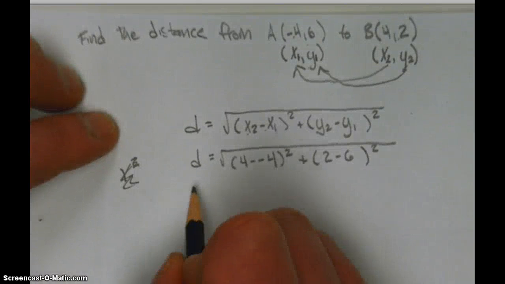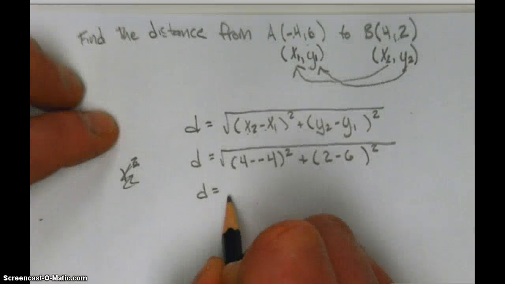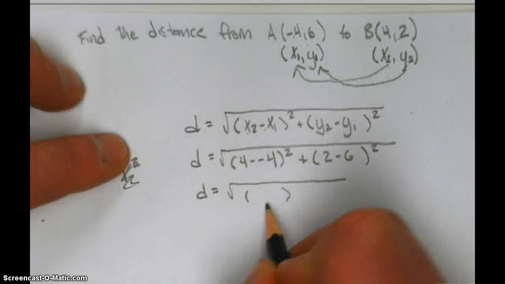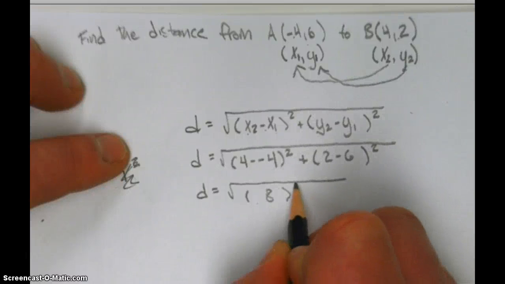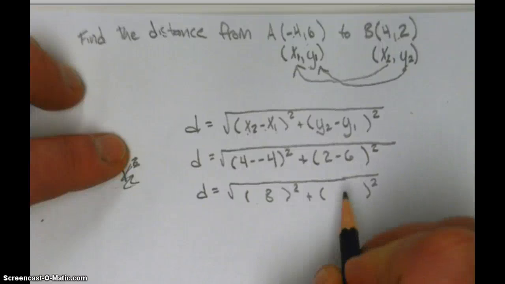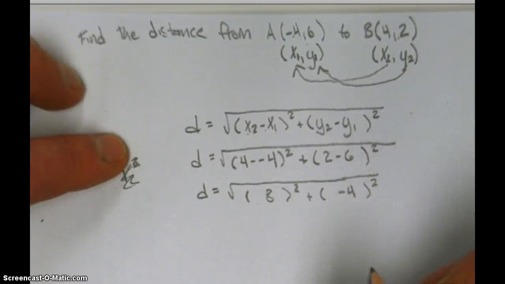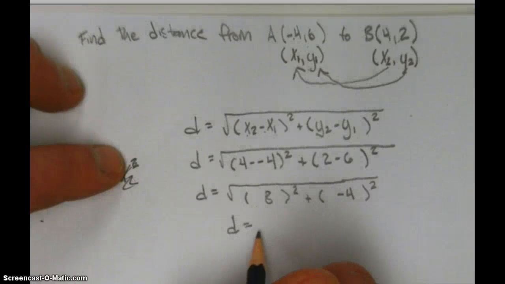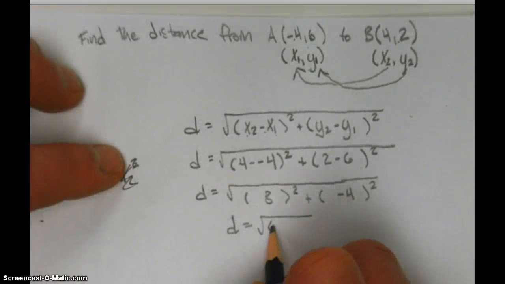So now all we have to do is just continue to simplify this. We've got 4 minus -4 becomes 4 plus 4, which is 8. That still has to be squared. And then you have 2 minus 6 is -4, which still has to be squared. And from here we keep going. We've got 8 squared, which is 64.